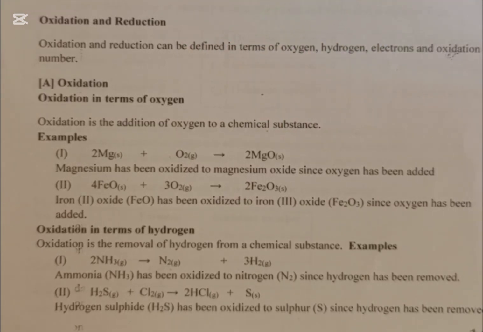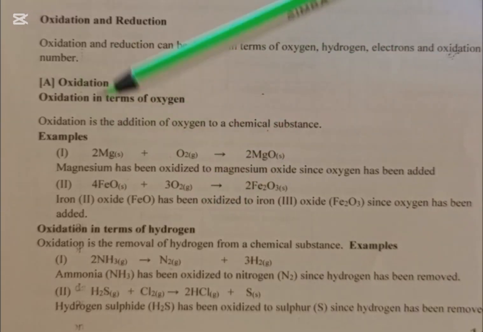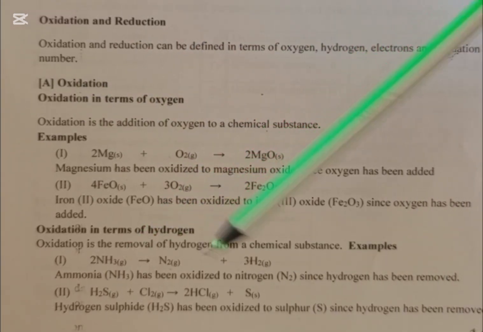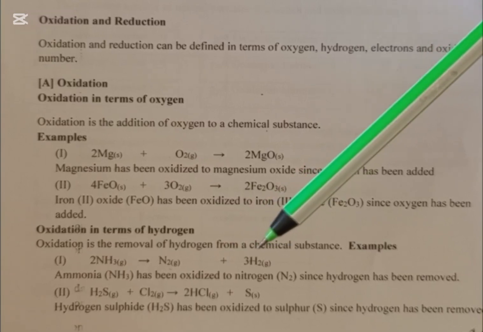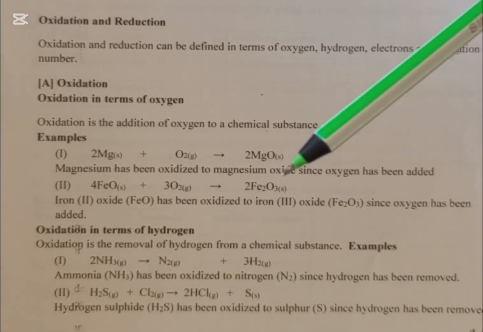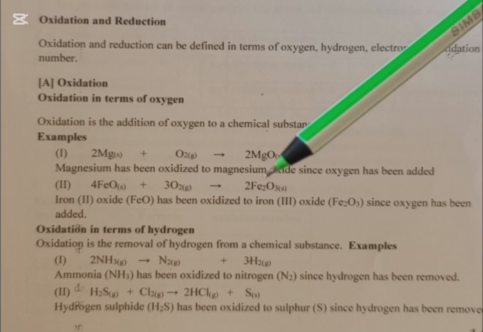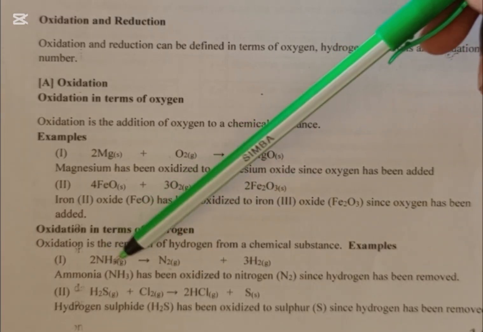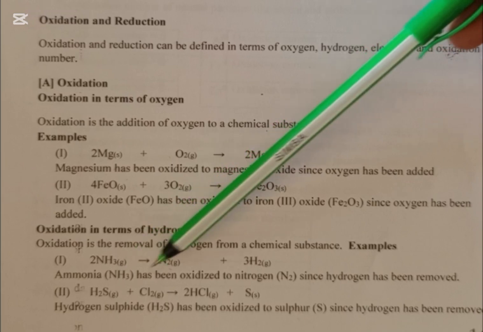Let's also look at oxidation in terms of hydrogen. Oxidation in terms of hydrogen is simply the removal of hydrogen from a chemical substance. When you're removing hydrogen from a chemical substance, then we say that oxidation has taken place. So let's look at an example. This is ammonia.